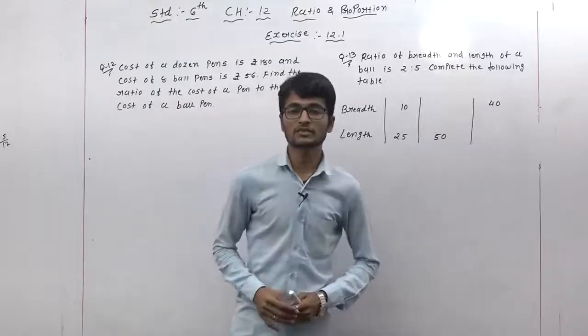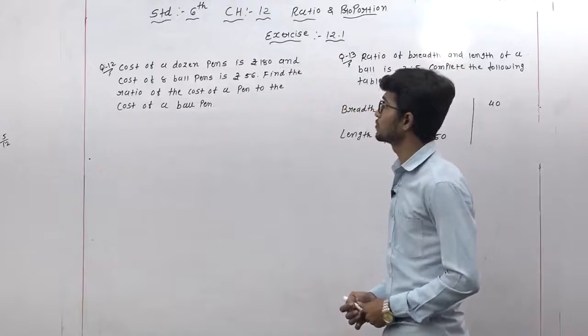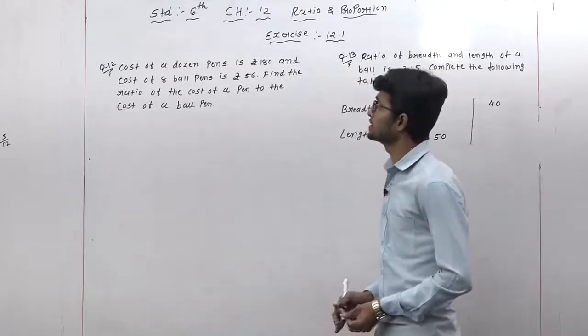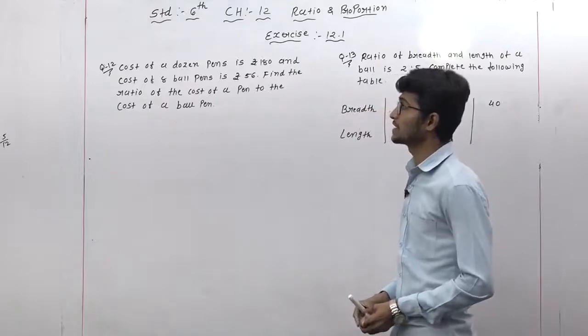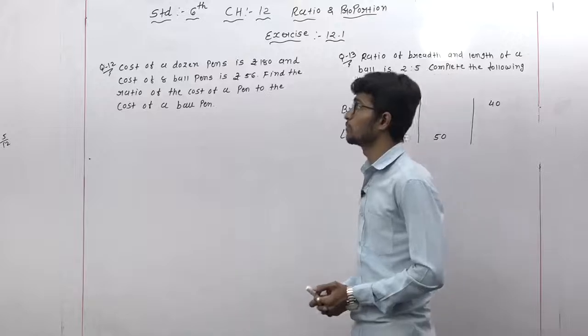Okay, now our next question is question number 12. The cost of a dozen pens is rupees 180 and the cost of 8 ball pens is rupees 56. Find the ratio of the cost of a pen to the cost of a ball pen.